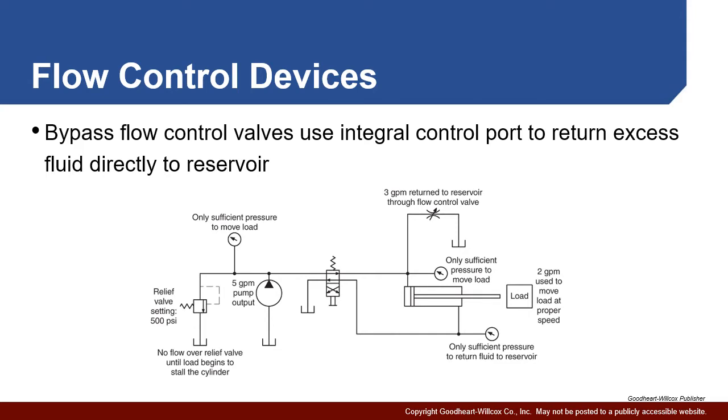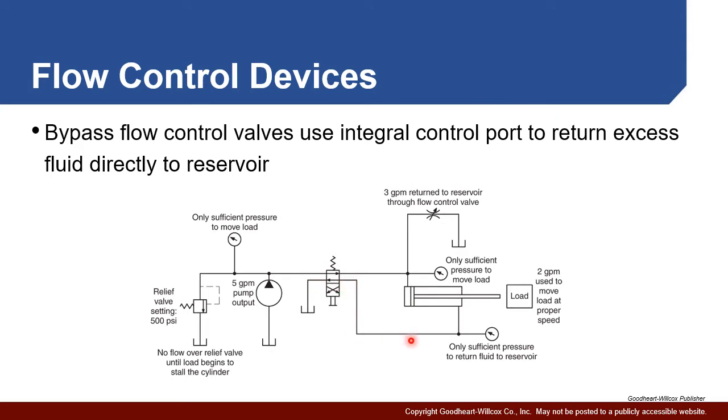Another way of accomplishing this same thing, which will prevent a lot of this back pressure, is to use a bypass flow control valve. In this case here, we have the same basic setup where the fluid's going to come out. When this is going to be extended, 3 gallons per minute is going to go right down to the reservoir, and only 2 are going to be used to extend the load. When it's operated in the opposite direction, however, it's going to have that full fast retract because it's going to receive all 5 gallons per minute.